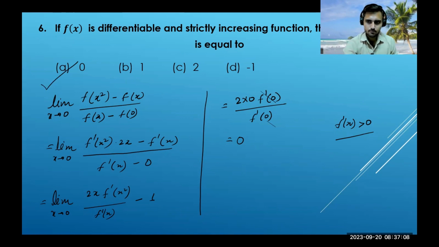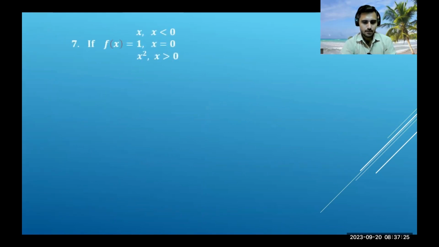That's fine, I think. No issue in this. We just apply the L'Hospital rule here, and then we differentiate numerator and denominator separately. We have a next question.